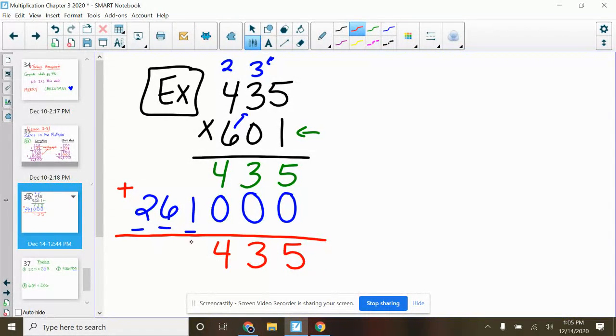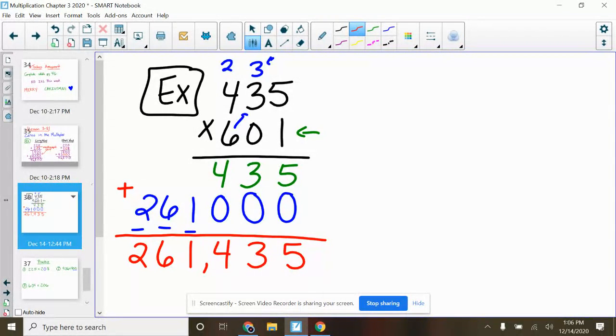5, 3, 4. And these don't even have anything to add. I just have to bring them down. So my final answer for this particular problem is 261,435. So hopefully, I know the screen before, I used a lot of words to kind of explain, but now you saw me physically work a problem. And so hopefully that kind of helps you to understand that shortcut a little bit better.